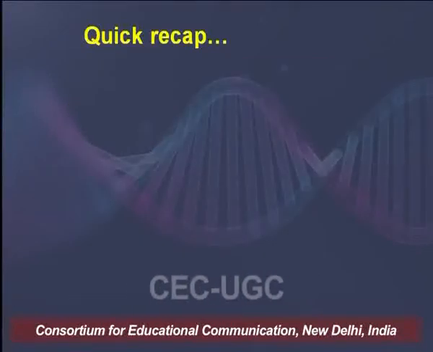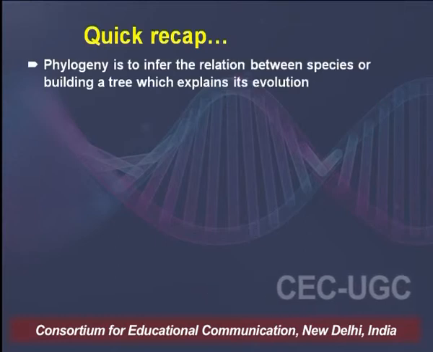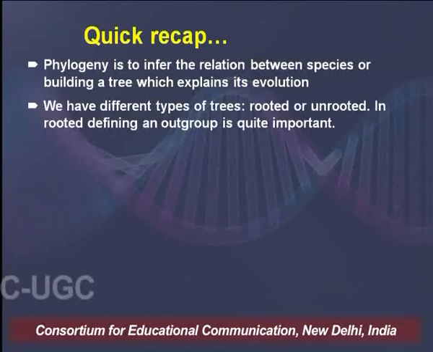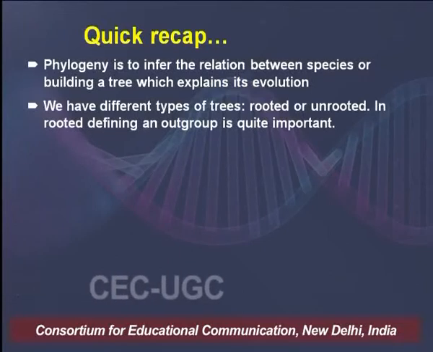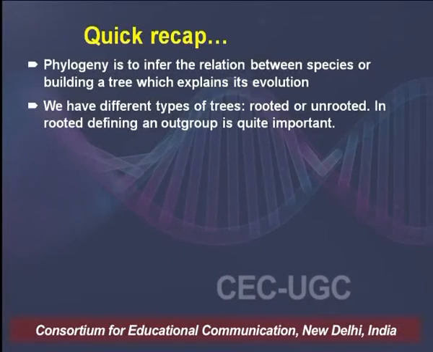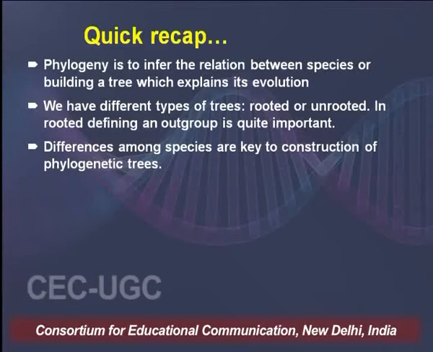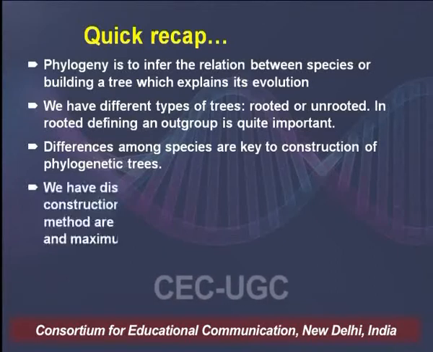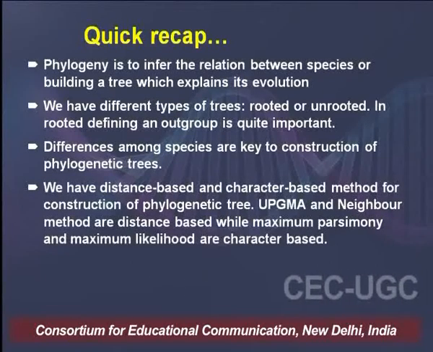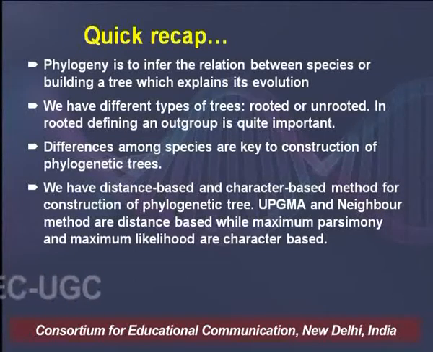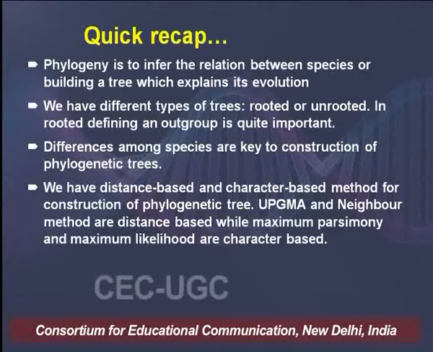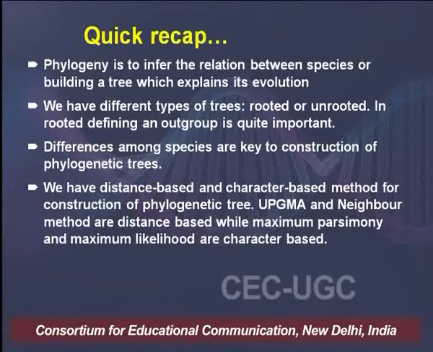So, before we go further, a quick recap of what we learnt earlier. In the phylogeny study, we try to build a tree in which we study the relationship and origin evolution of the species. The tree can be rooted or an unrooted tree, and distances among the species are the key for construction of phylogenetic trees.